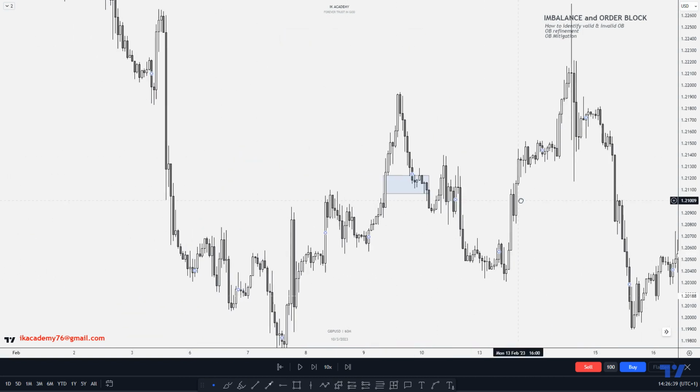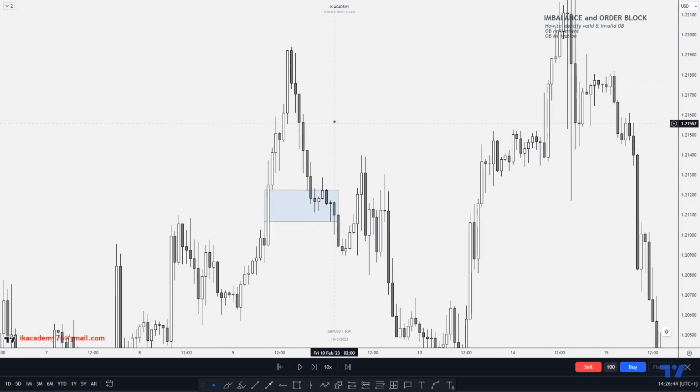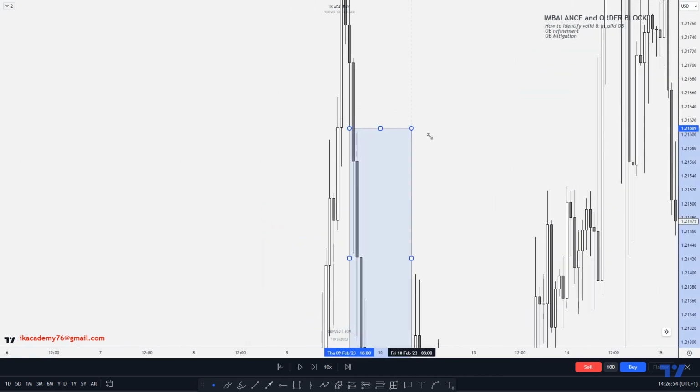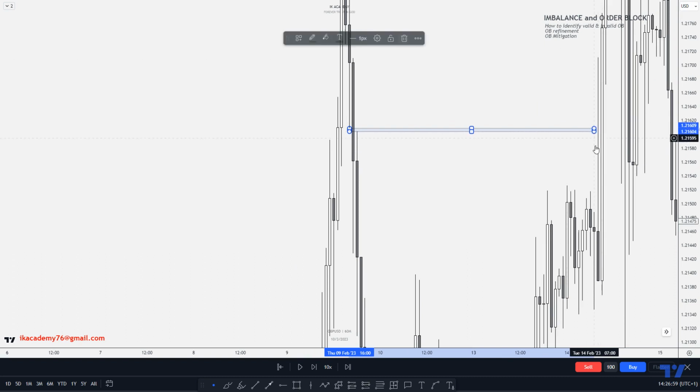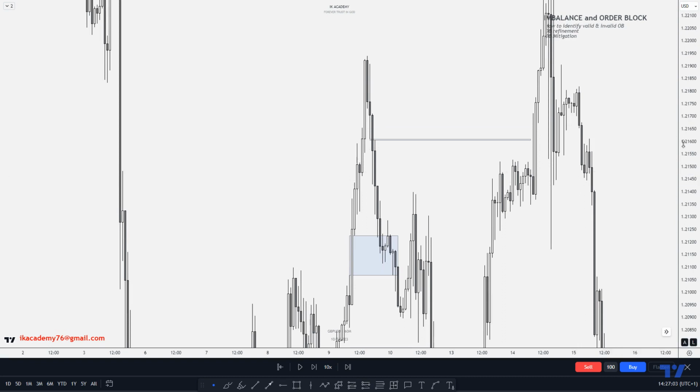So let's just spot as much imbalance as we can. Let's see. Okay, so we have another imbalance here from this low to this point. Now that's a very, very small imbalance, but price came and then filled it up here. So the price filled the inefficiency in price at that point.